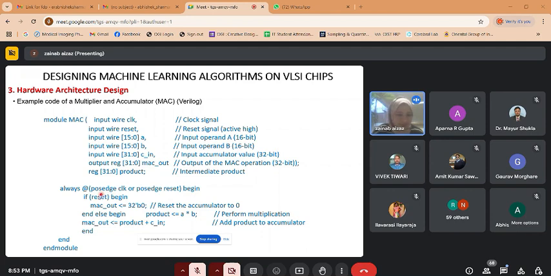If reset, begin. Mac, if there is a reset, means you don't need any output, right? So Mac's output would be 0. 32'b0 means in a 32-bit representation, the output would be 0. B means binary: a 32-bit binary number, and its output should be 0. So when there is reset, we get the output 0. But if there is no reset, the product is A into B.